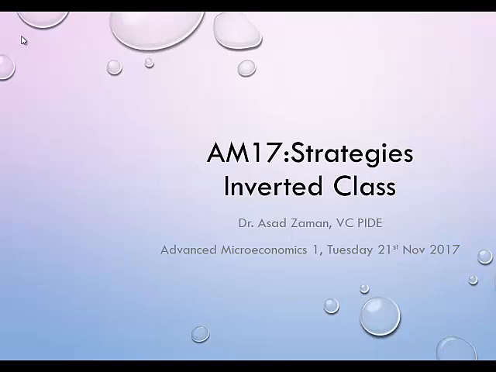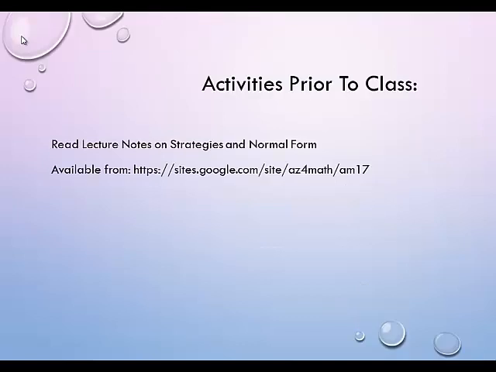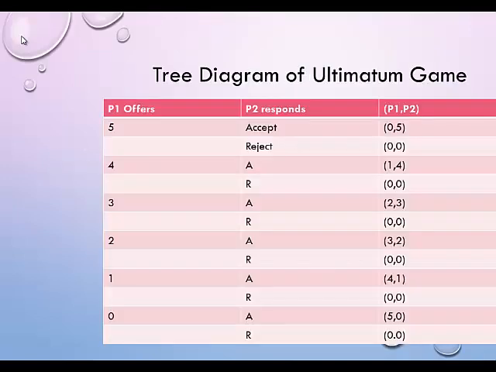So today we are going to talk about strategies. This is a tree diagram we made for the Ultimatum game last class. There are 5 possible offers, and each offer is one branch of the tree. After that, there are 2 possible moves that the other player makes, which is accept or reject. So basically there are 6 times 2, 12 branches or nodes.